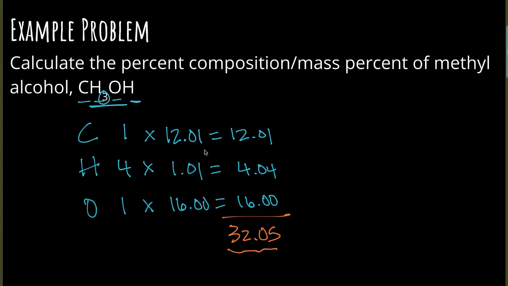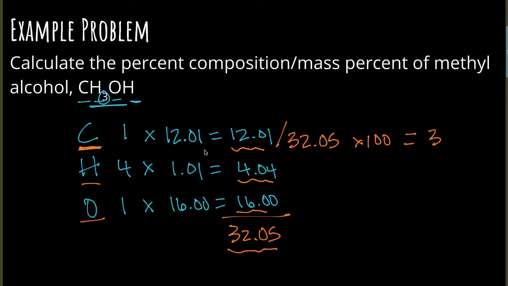So then to get the percent composition of each one of those, I'm going to take the mass contributed by each one divided by the molar mass times 100. So to get the mass percent or the percent composition of carbon, I'm going to take 12.01 divided by 32.05 times 100. That gives me 37.47% carbon.